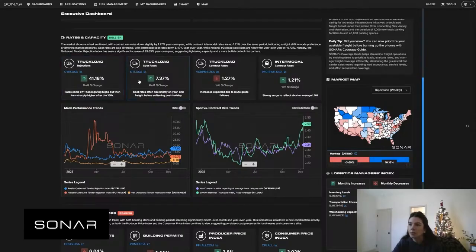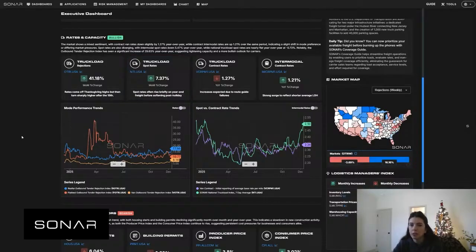Then we have spot rates, contract rates, and intermodal rates to see what's happening in the intermodal space if you operate heavily there, or let's say, intermodal just has rates severely decreasing, and that in turn could take some of that market share away from your truckload piece. So good to be aware of all pieces of the puzzle. And you can also click on these cards and again, dive deeper into those data sets, pull up the charts, really educate yourself on those conditions.